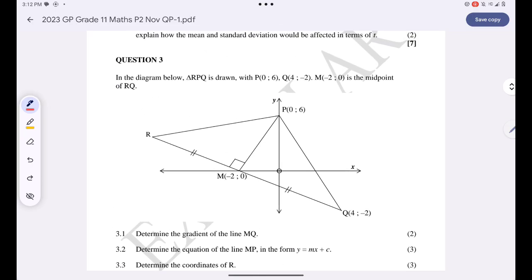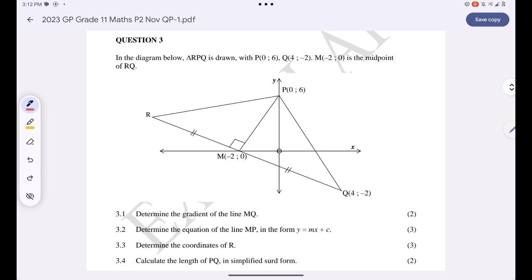We are told that in the diagram below, a triangle RPQ is drawn, and we are only given the coordinates of P and Q. And then we are told that M is the midpoint of line RQ.